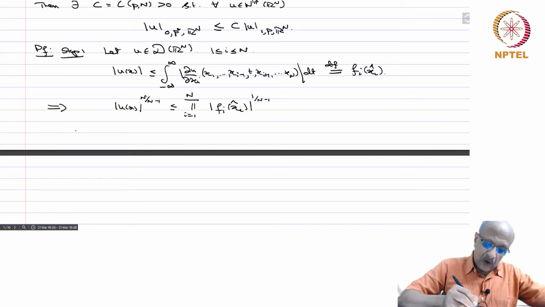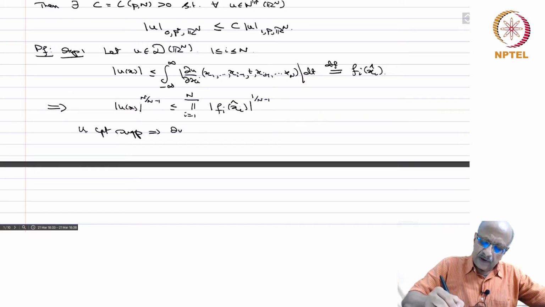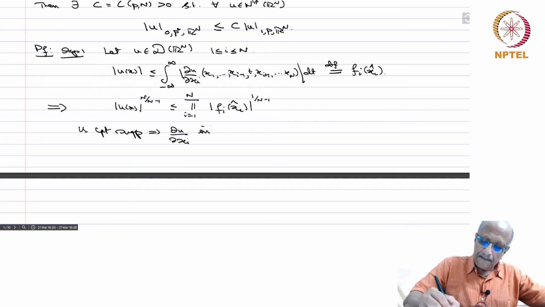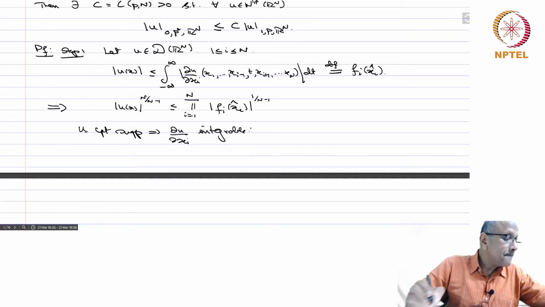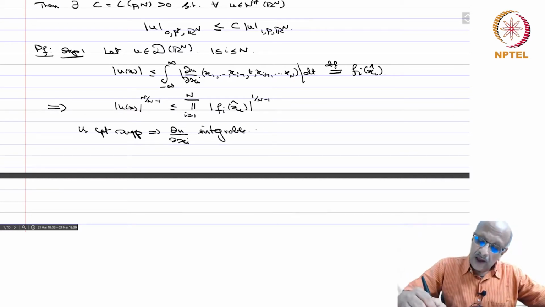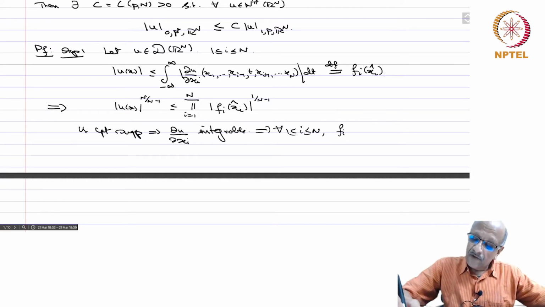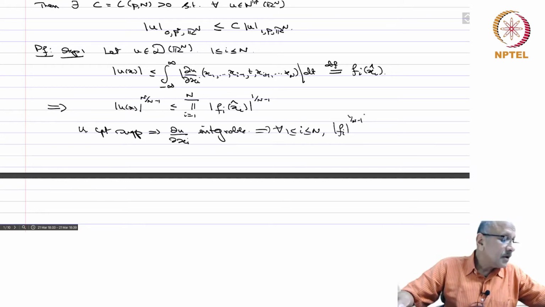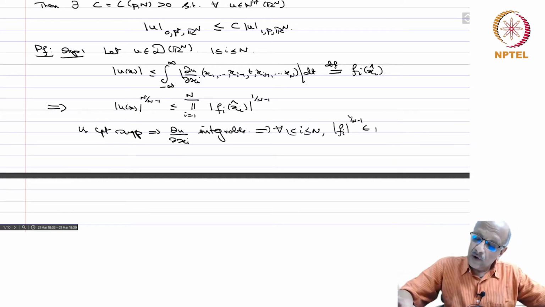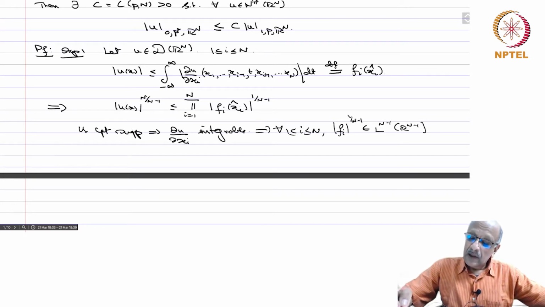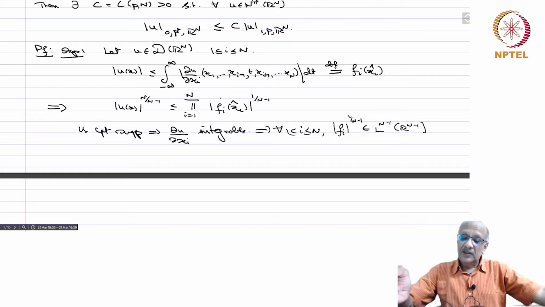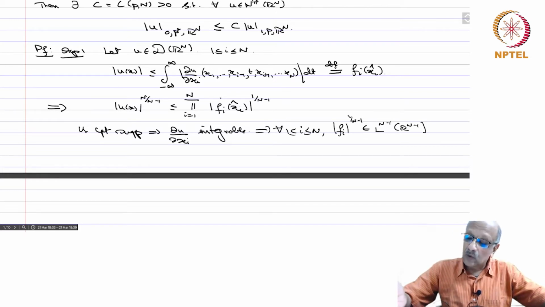So u has compact support, so this implies that ∂u/∂xi is integrable, and therefore for every 1 less than or equal to i less than or equal to n, fi(x̂_i)^{1/(n-1)} belongs to L^{n-1}(R^{n-1}), because if I raise it to the power n-1, then I get fi, which will be just this integral, and that is in L^1, because then you will get the integral on the whole of R^n.